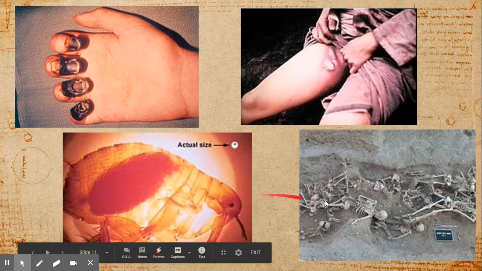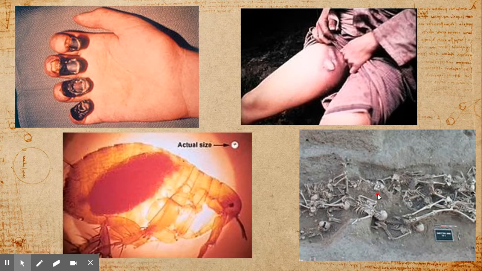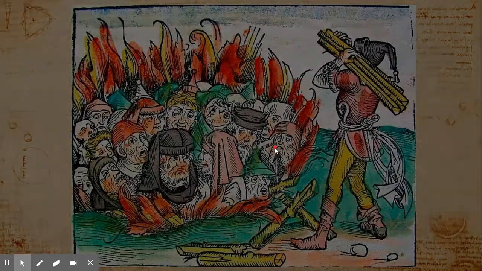Here's a flea, and here are some of the remains. They find these when they're trying to make new buildings in Europe. They'll find these mass graves of people who were just buried during the Black Death. And the flea, very similar to a mosquito, bites and gets rid of whatever is in its stomach into your system, and that's how the Black Death is spread.